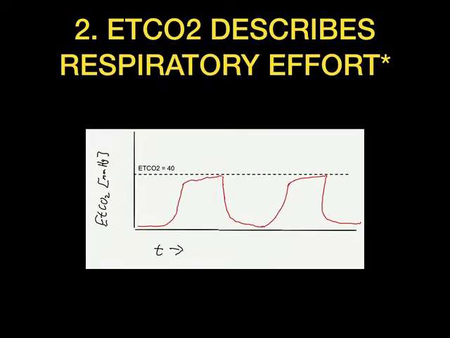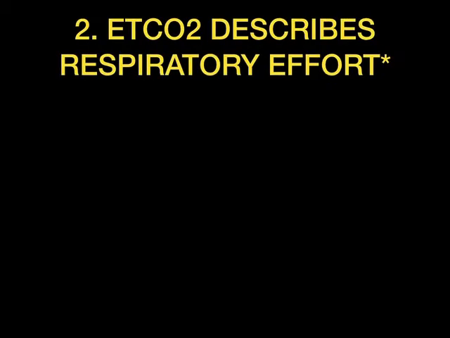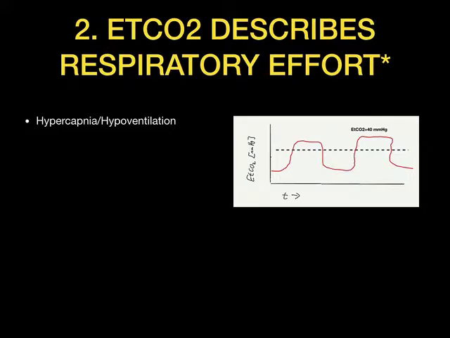All right, our next really important point is that end tidal CO2 describes respiratory effort. And now that you know what to expect on the graph, we can look at those values. Here we see again the normal capnogram with our plateau phase reaching about 40. But what happens if we have hypercapnia or hypoventilation? Well, now our plateau phase will be much higher. And so now we have our capnograph giving us increased values.